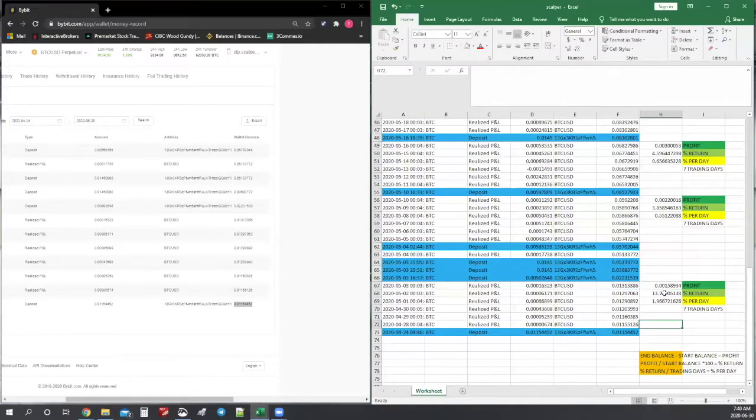Okay, looks good. Then I take this number again, which is profit, H67, divided by start balance times 100, and that's the percent return. That gets us to 13.76% return. Then I take that percent return and divide it by the number of trading days. I'm including the deposit day as a trading day, because that's when the numbers reset and when we started trading again. So 7 days. I take H68, the percent return, divided by 7 trading days.